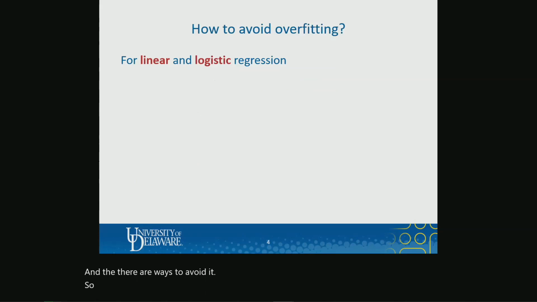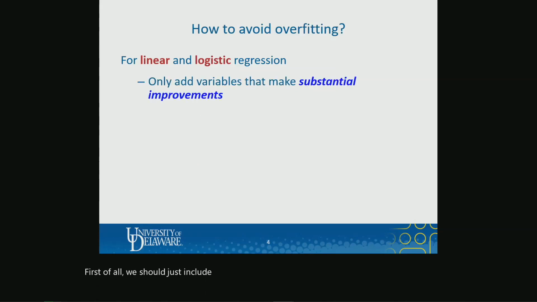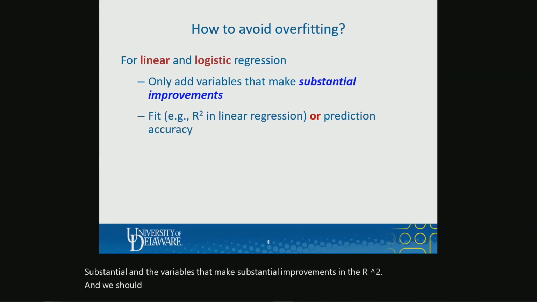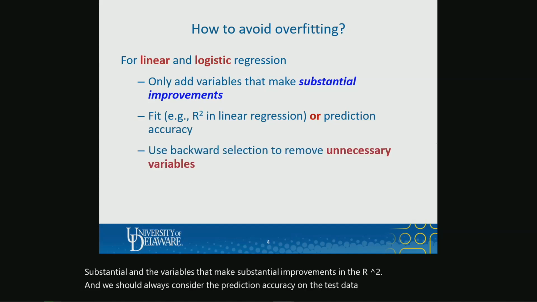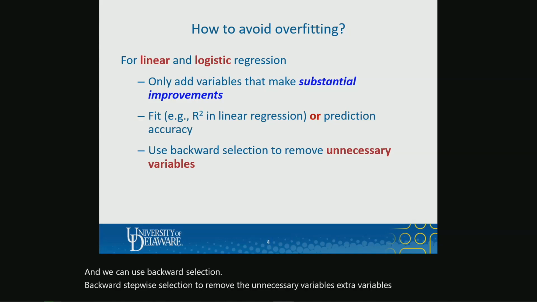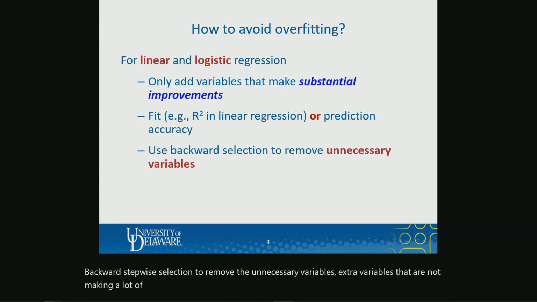So first of all, we should just include the most important variables in the model, the substantial variables and the variables that make substantial improvements in the R squared. And we should always consider the prediction accuracy on the test data set. And we can use backward stepwise selection to remove the unnecessary variables, extra variables that are not making a lot of contributions to the model.